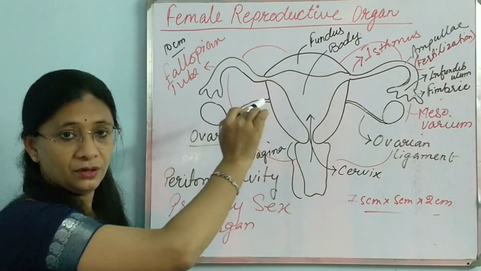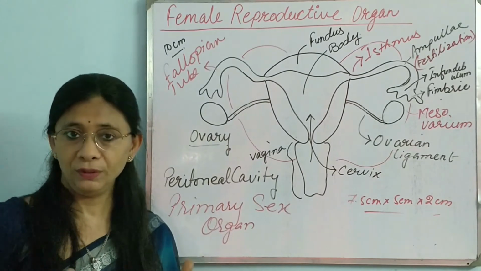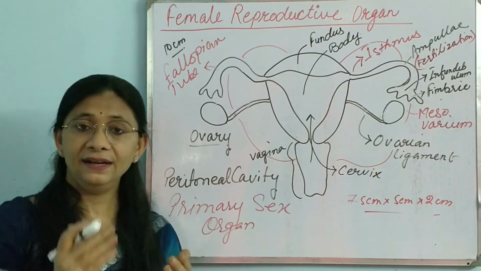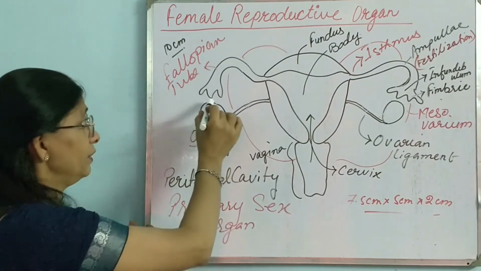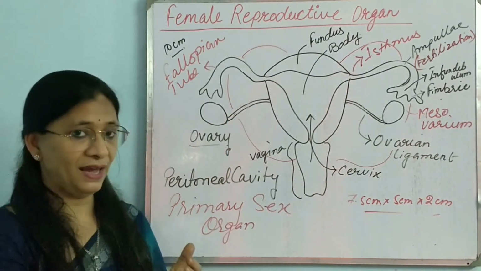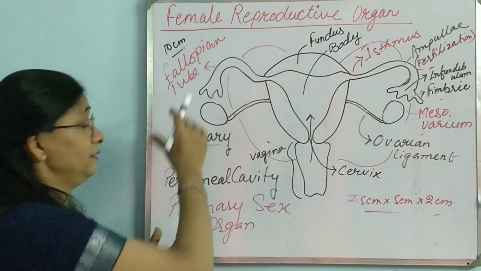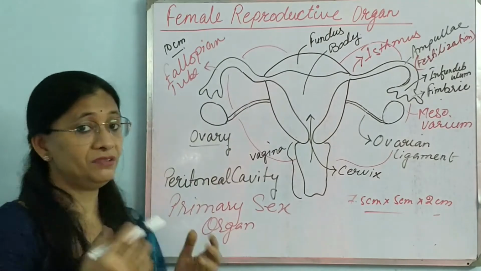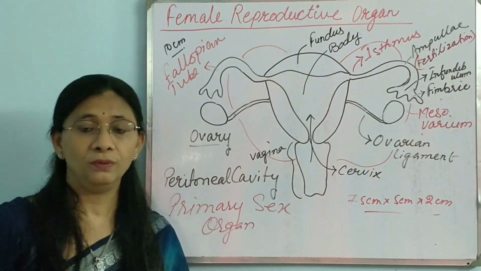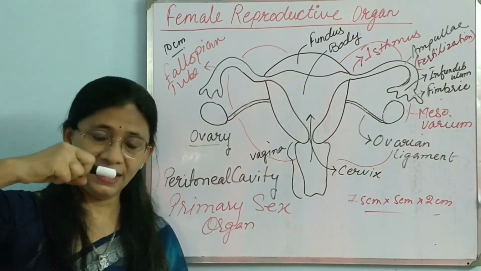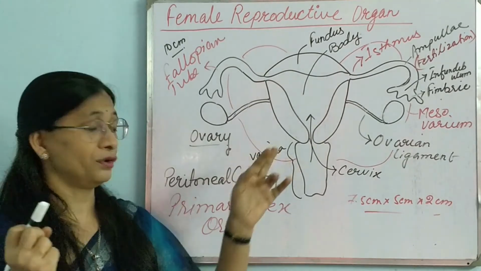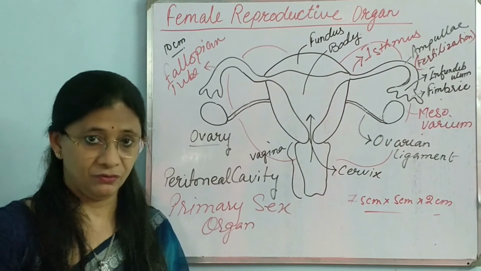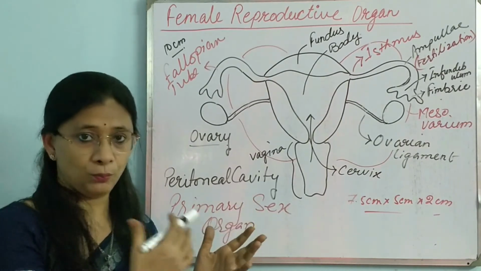Then we have the fallopian tube. It is a long tube, 10 centimeter in length, and it is divided into 4 parts. The mouth is known as fimbriae, which has a tentacle-like structure. Then the funnel is the infundibulum. Then there is the ampulla, then the isthmus. The function of the fallopian tube is to capture the egg, let it go to the uterus, and also let fertilization happen. Fertilization happens in the fallopian tube.